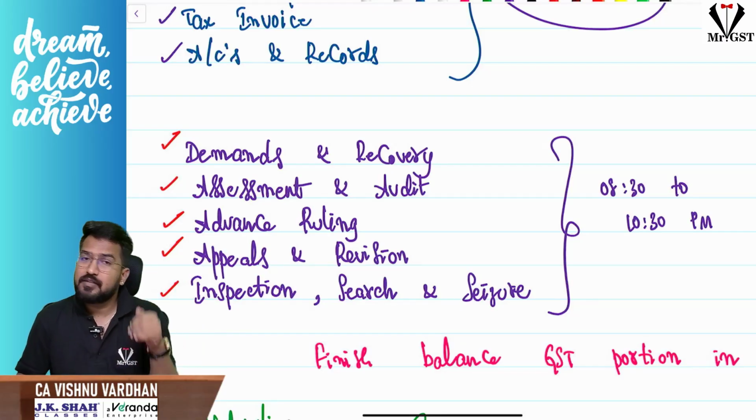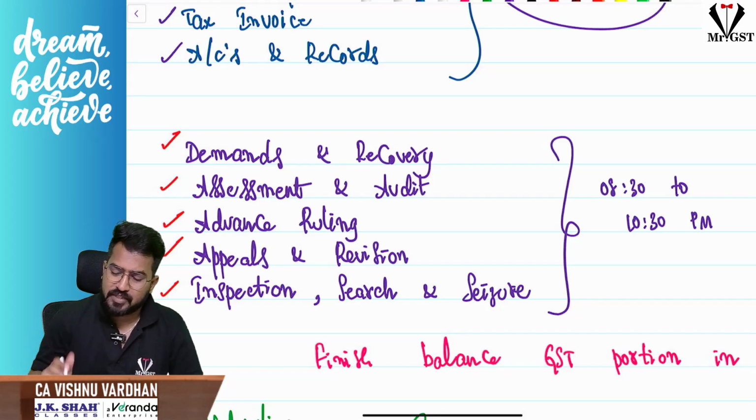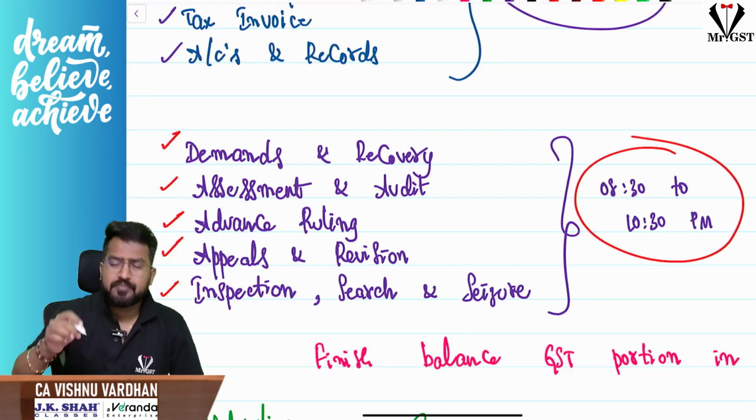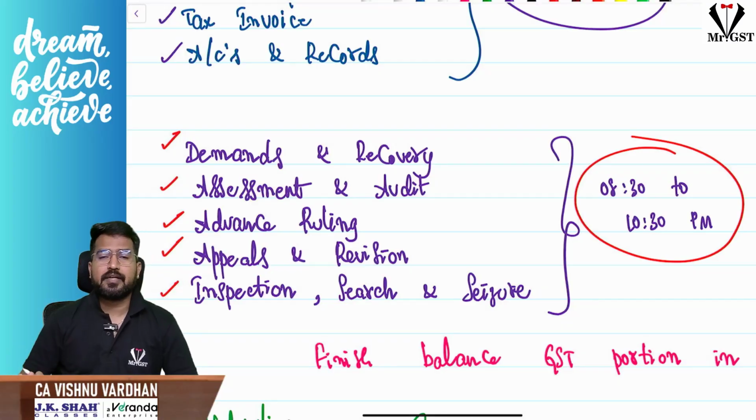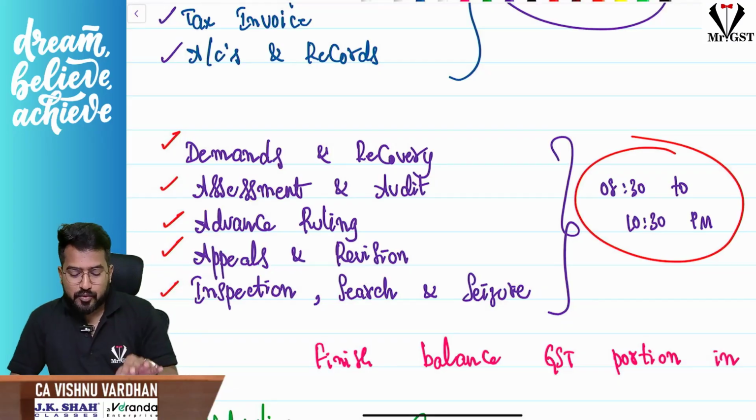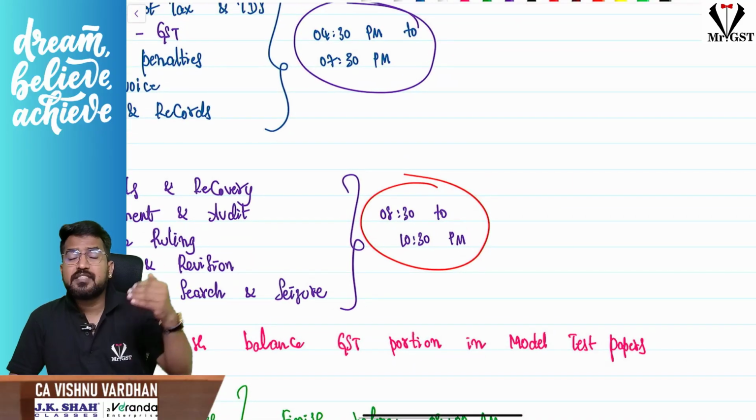Not just passing, also exemption you can score if you are thorough with these chapters. For this, the target is 8:30 to 10:30 p.m. in the night. And once you are done with this, balance 6 model test papers are there.